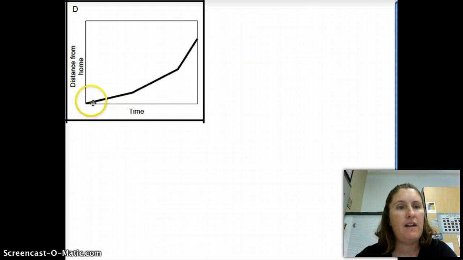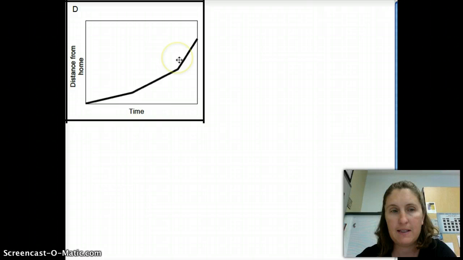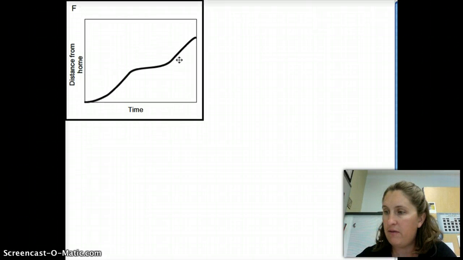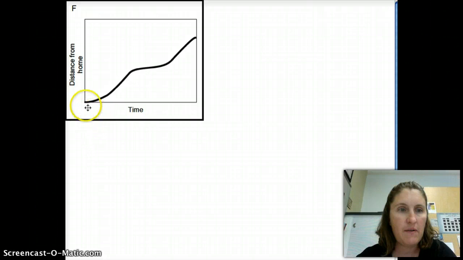In this graph, he is continually moving away from his starting point, and his velocity is increasing for each segment, which when you're running down the mountain, you're probably going the fastest. So D goes with number 2. E goes with number 6. F would go with number 3.